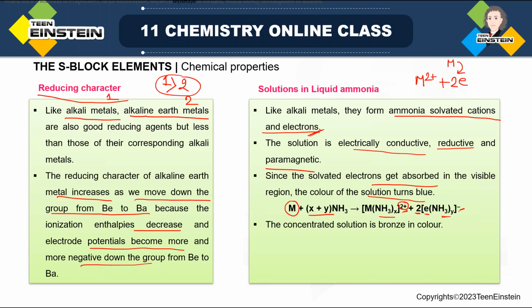Concentrated solution is bronze color. Again, the same observation. In the case of alkali metals also we have seen that when it reaches a particular concentration range, the color changes from blue to bronze.